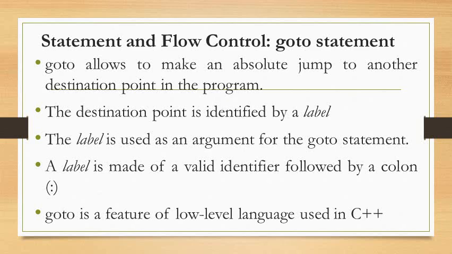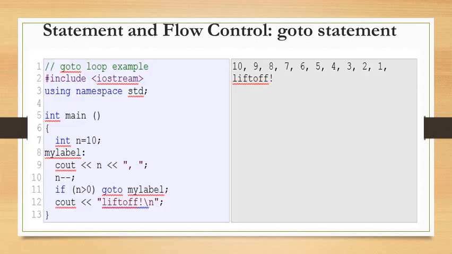Let's see how we use it. Look at the simple example here. #include <iostream>, using namespace std, int main, int n equal to 10. See how the label is being initialized: mylabel, you can see the colon, then cout n, then semicolon, then n minus minus. You can see that? If n greater than 0, goto mylabel. As long as n is greater than 0, it keeps on repeating this, so this is going to be a loop for as long as n is greater than 0.